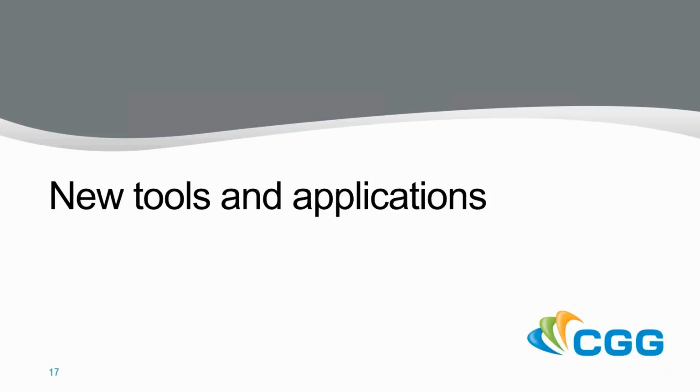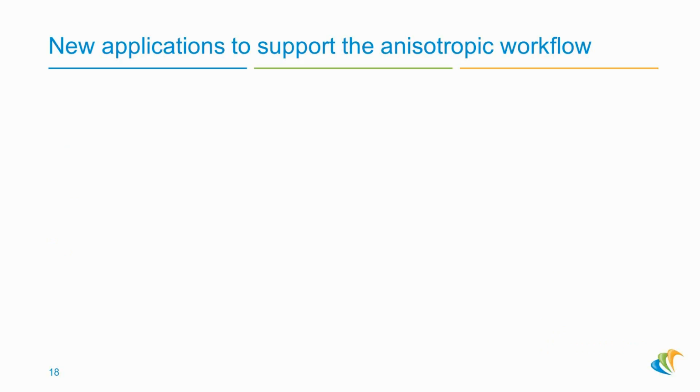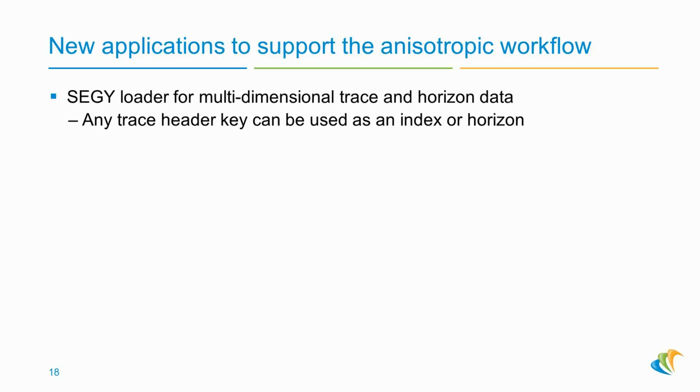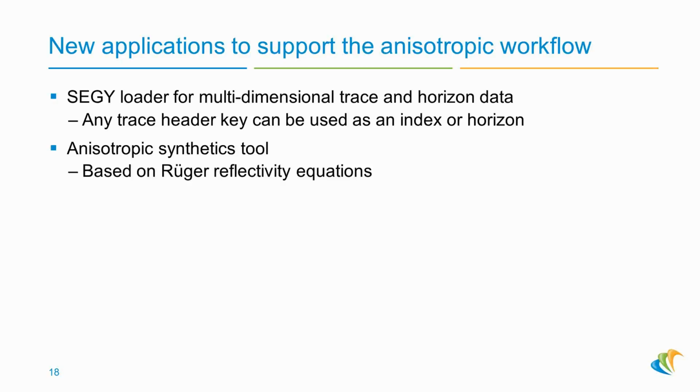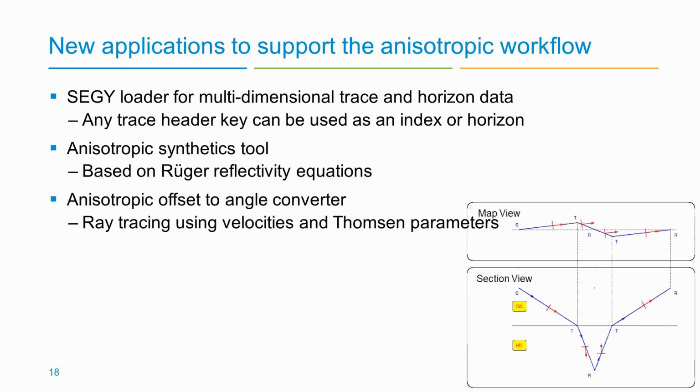So tools in our applications which we've put into the JSON package to support this workflow. We have some new applications. There's a SEG-Y loader for multidimensional trace and horizon data. So any trace header key can be used as an index or a horizon, and the horizons can be of the same dimensionality as the trace data. We have an anisotropic synthetics tool based on the Rüger reflectivity equations. We have an anisotropic offset to angle converter. The ray tracing is using the velocities and the Thomsen parameters.